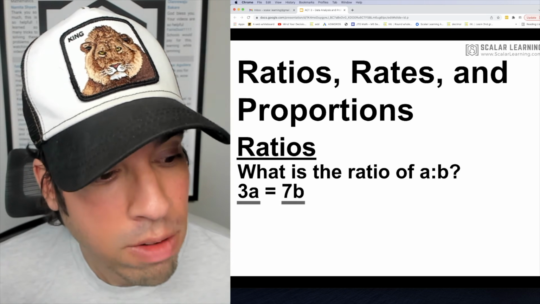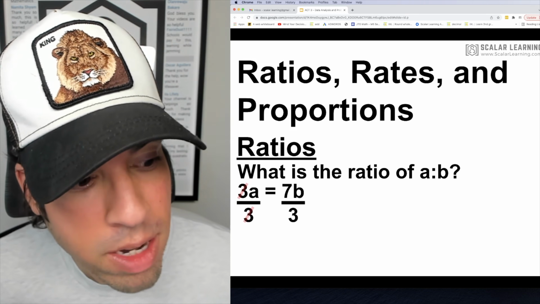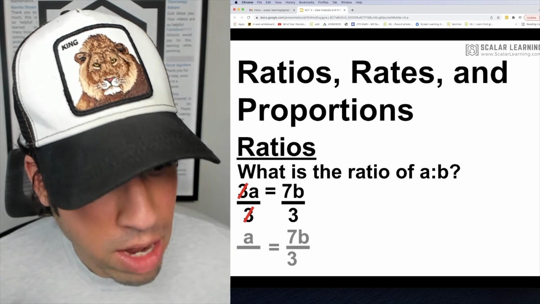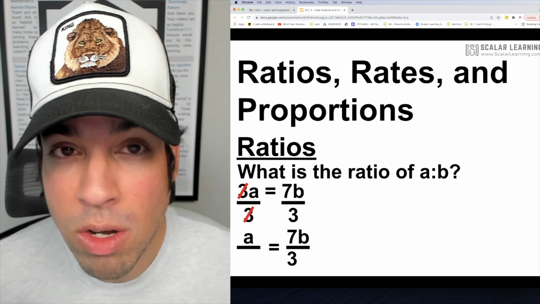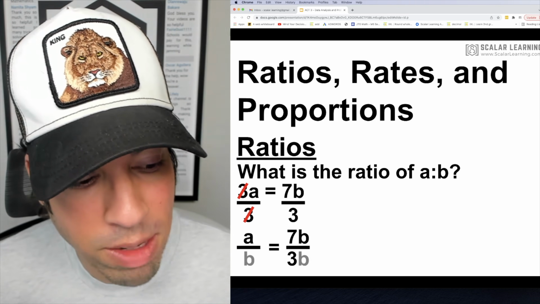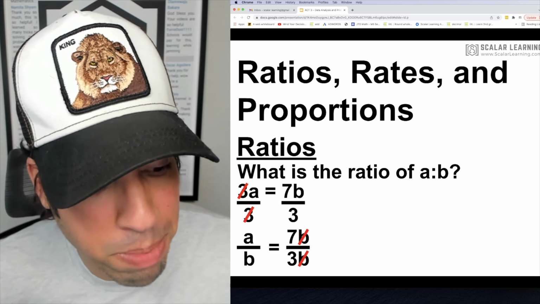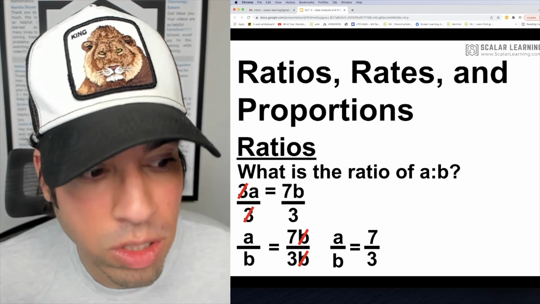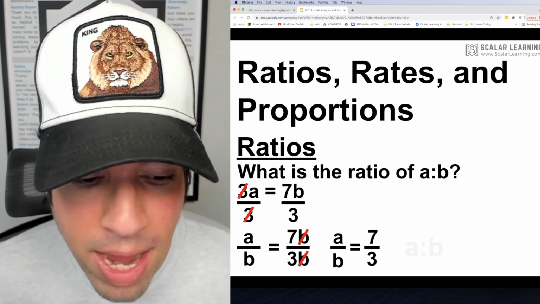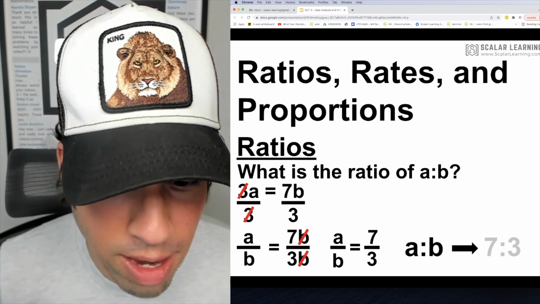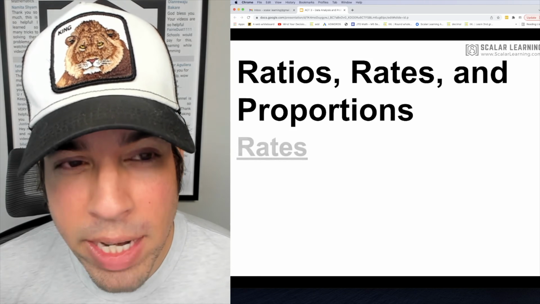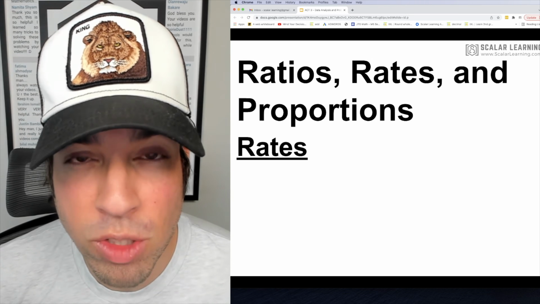So check this out. First, I'm going to divide both sides by 3. That's going to knock those guys out. And now I have A equals 7B over 3. Then I'm going to divide both sides by B like so, cross those guys out, and then I have A over B equals 7/3. So the ratio of A to B is in fact the reverse. It's 7 to 3.